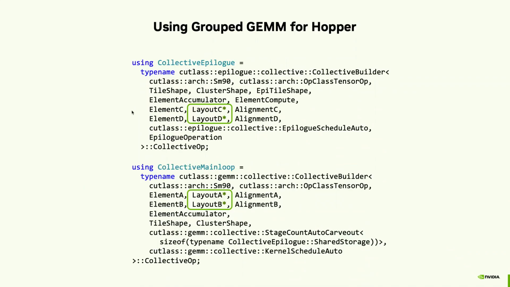Using group gem in Hopper, in CUTLASS 3 is really straightforward. One can continue to use the same collective main loop and collective epilogue builders that Vijay described earlier in this talk. All that needs to change is that one should represent the layouts for A, B, C, and D using pointers rather than distinct tags like row major and column major. Under the hood, CUTLASS's collective builders will take care of dispatching to the correct kernel policies.